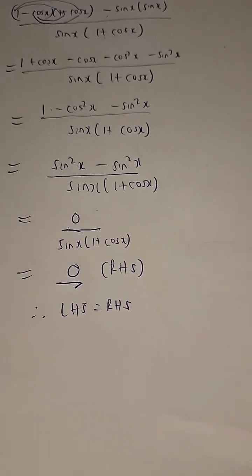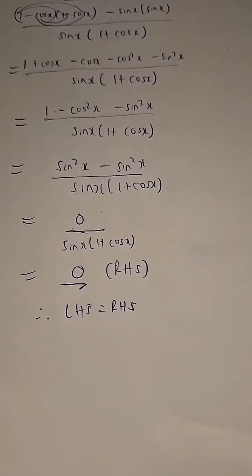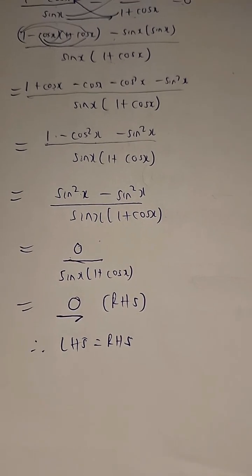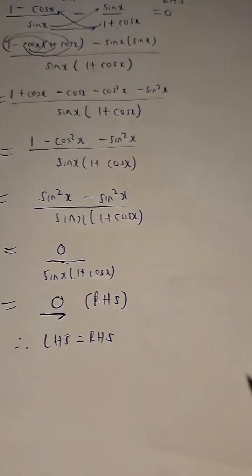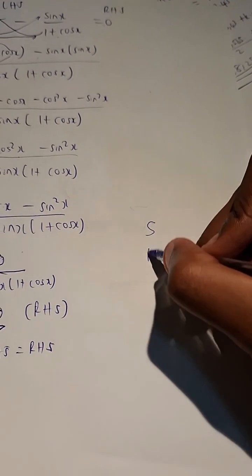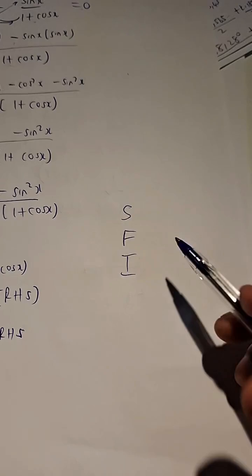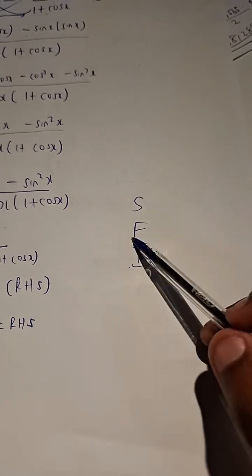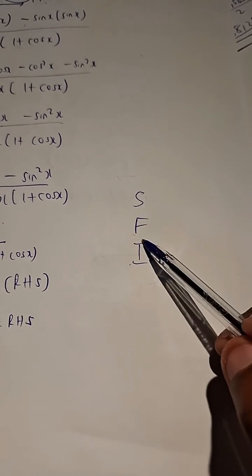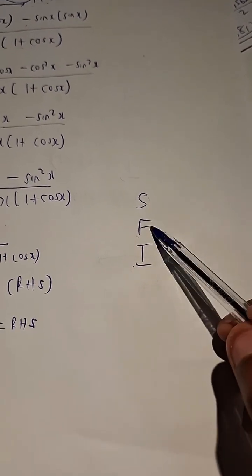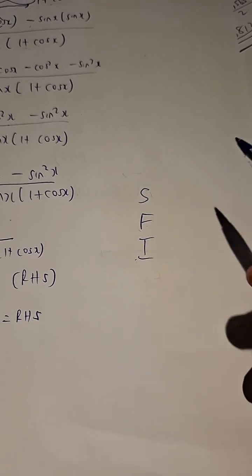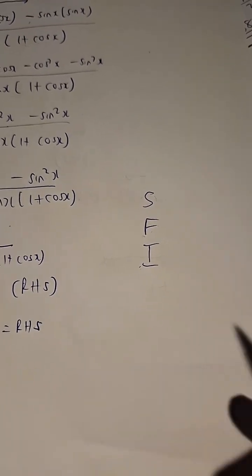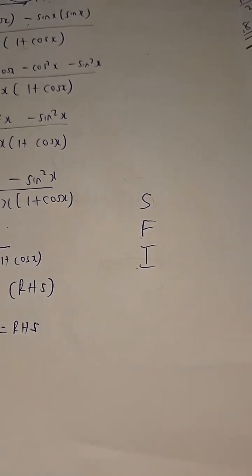So hopefully, like I said, this is helpful to you. These strategies for identities, guys, like I said: simplification, factorization, identity, constantly changing between these three. It's like the SFI. In order to unlock the identity, you need to apply SFI.